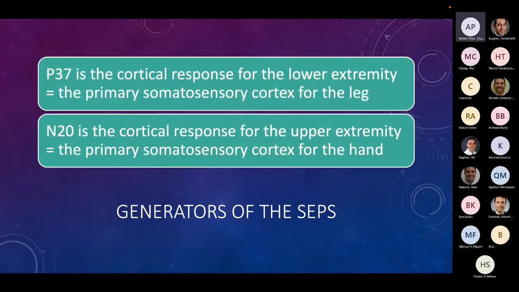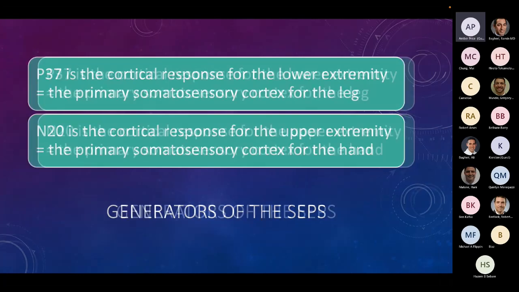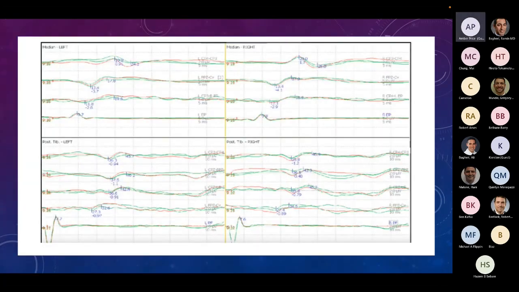When we're talking about generators of SSEPs, the neuromonitoring team will often talk about the P37 or the N20. The P37 is the cortical response for the lower extremity, so it's the primary somatosensory cortex for the leg. The N20 is the cortical response for the upper extremity and corresponds to the primary somatosensory cortex for the hand. And this is what their screens will look like, and you can see the N20 and the P37 being represented there.